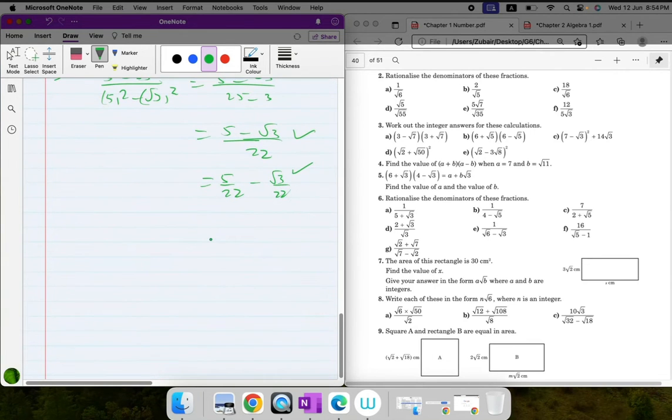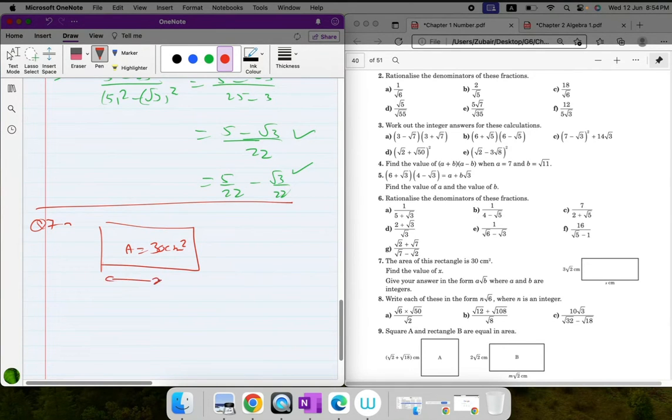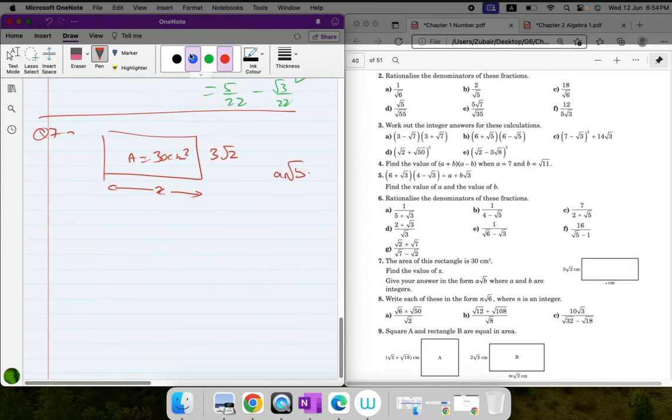Okay, try question number 7. The area of the rectangle is 30 centimeter square. Find x. So length is unknown and one of the sides is 3 square root 2. Give your answer in the form a square root b, where a and b are integers. So area of a rectangle is length into breadth. Area is given 30, length is unknown, breadth is 3 square root 2. Can you solve that to find x?